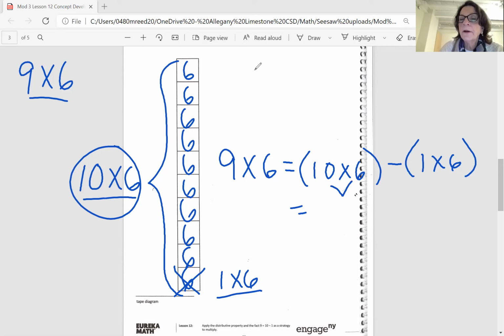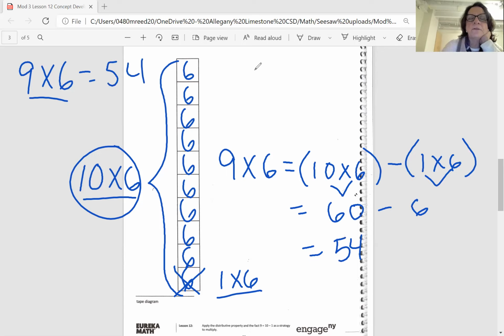Next, we put our carets and we put the value of each expression underneath. 10 times 6, easy. 6, just add 0 is 60. Another easy fact, 1 times 6 is 6. Then we have to do 60 minus 6. And if you use the take from 10 strategy, that's fine. If you just want to count backwards, you can do that. But 60 minus 6 equals 54. And so 9 times 6 equals 54.